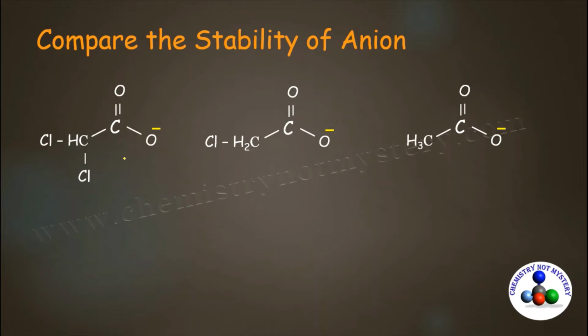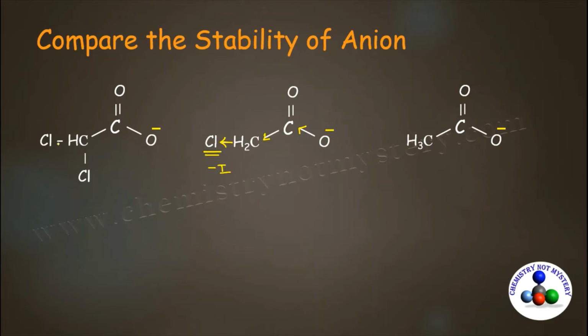Now compare the stability of following anions. First we will examine second anion. In second anion, electron withdrawing chlorine is present, which will withdraw electron density from carbon 1 and it will withdraw electron density from carbon 2 and finally this carbon 2 will withdraw electron density from O negative. And minus I effect of chlorine stabilizes this anion.